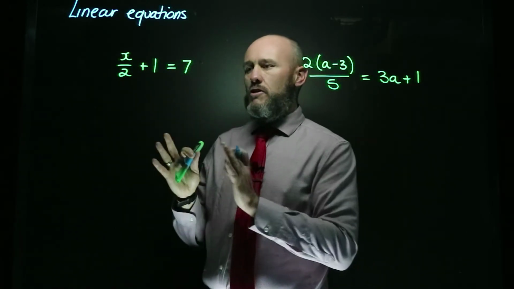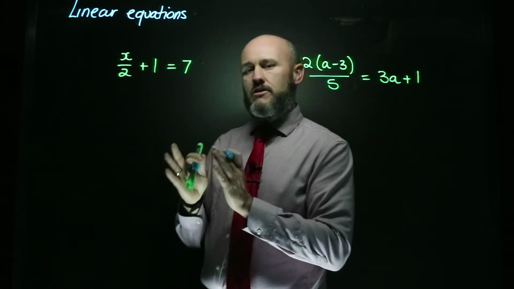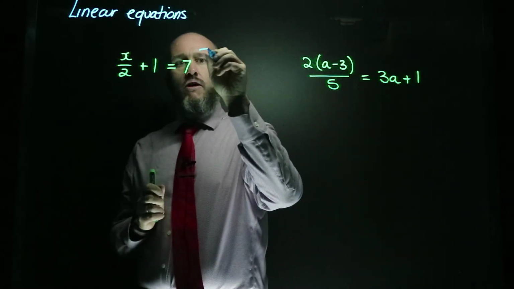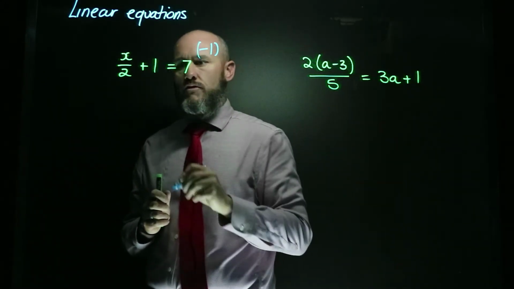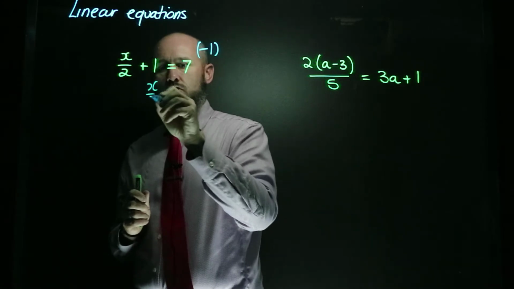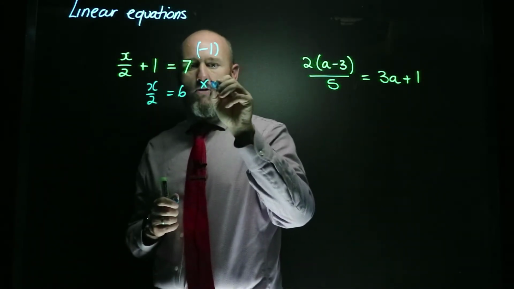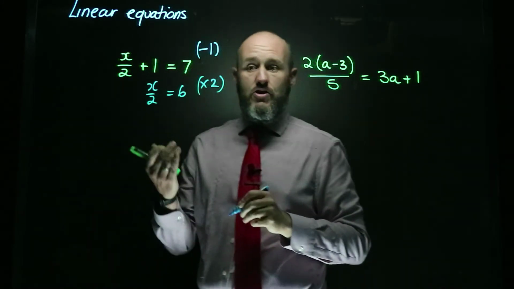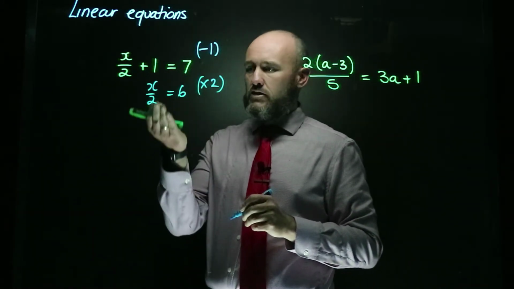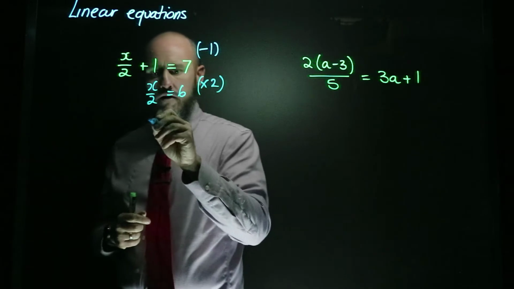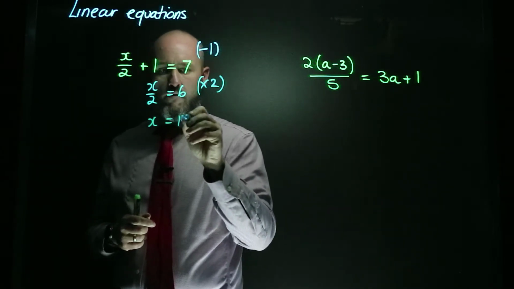But what I'm going to do is show you that we can unwrap this x in a clever way here. So I'm going to subtract 1 from both sides first. And that will leave me with x over 2 is equal to 6. And then to solve this equation, I'm going to multiply by 2 because the opposite to division is multiplication, and x over 2 means x divided by 2. That leaves us with x equals 12.